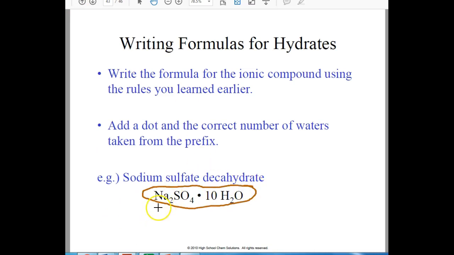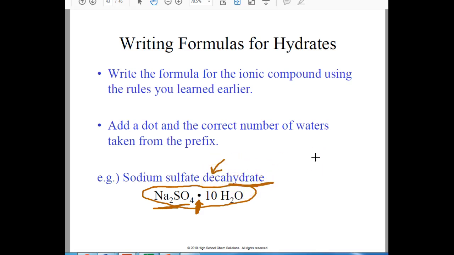So it has a normal formula at the beginning and then it just has a dot. And that dot doesn't mean multiply or anything like that. It's just a dot. And then it tells you how many waters are trapped within that formula. The name will also tell you the same thing. So we name them just like normal, but then we add this hydrate to the end of the name, and then you just use a prefix to tell how many there are.